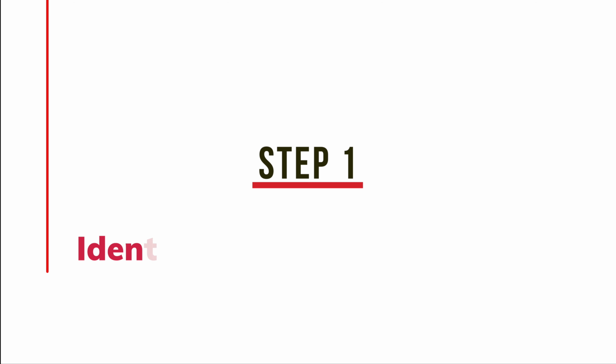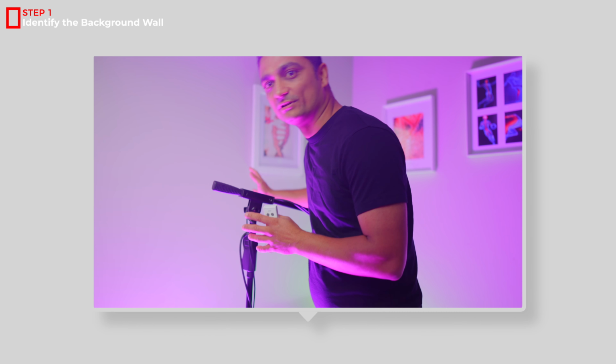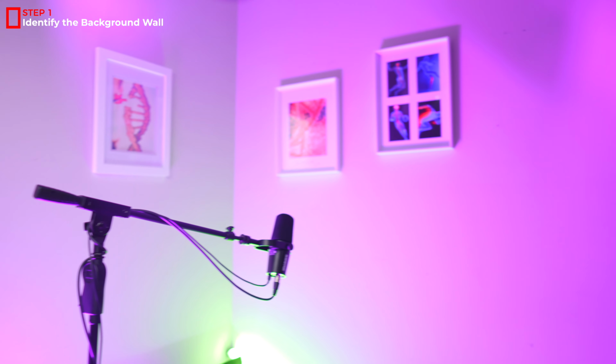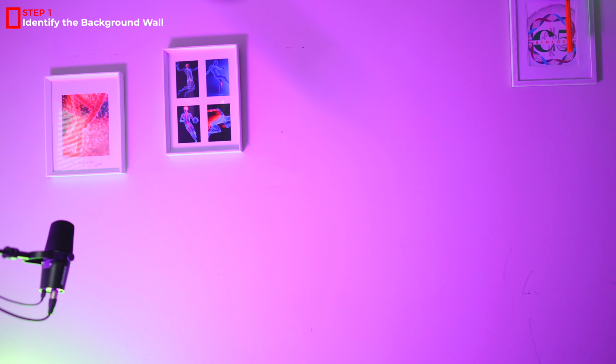Let's focus on step 1. Identify the background wall for your background. Before this, I used to shoot videos on this wall where there is no background, just a wall and a few picture frames. But from now, I have decided to move to a different wall on this side and make it a background and start shooting the videos.